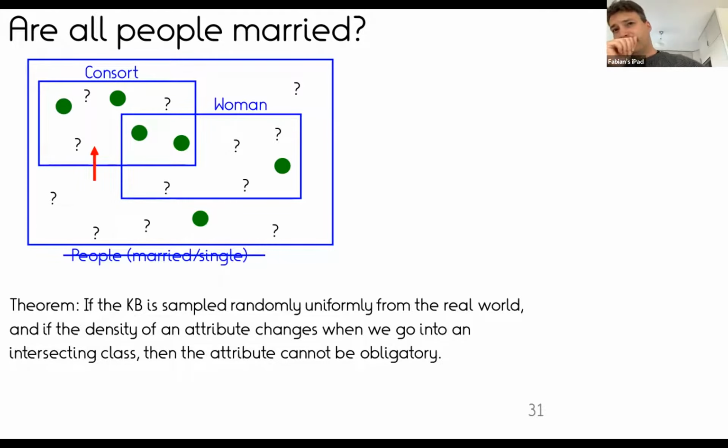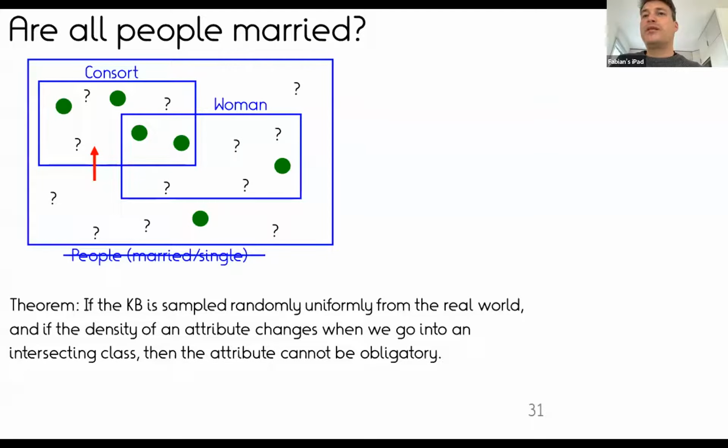Why is that? If it were obligatory for people, like everybody's married in the real world, and we randomly draw people from the real world and check if they are married, then that density should not change if we look into any specific types of people. Consorts, for example, should have the same probability of being married as other people, but they don't. They have a higher probability. So the class membership has an impact on the density. And therefore, the theorem tells us that the attribute cannot be obligatory for people.